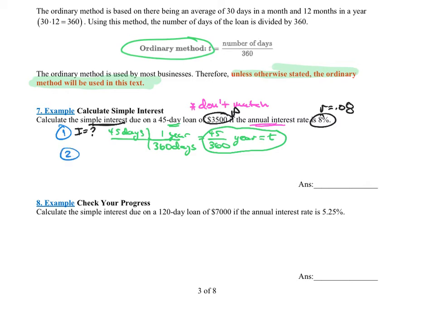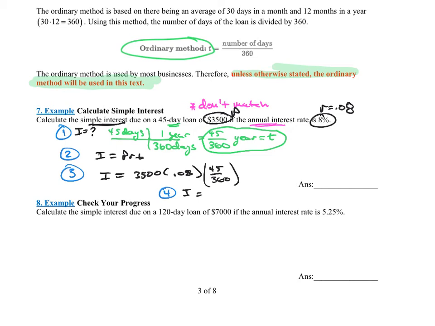Step two, we write that formula down. I equals PRT. Step three, we plug in those numbers. So that would be I equals, well, our P amount is $3,500. Our R amount is the 0.08 here, and the T amount is the 45 over 360. Okay, our time in terms of years. So go ahead and plug that into your calculator. Let's see what you're getting. Just plugging it into the calculator, that's step four.